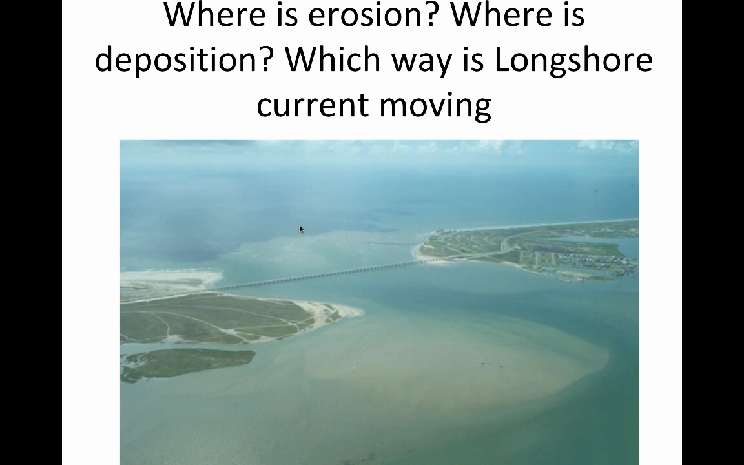So in this picture, again, here's another situation. Where do we have the net erosion? Where do we have net deposition? And which way is the longshore current moving? So look again at the bridge and look at the islands and see if you can figure that out.